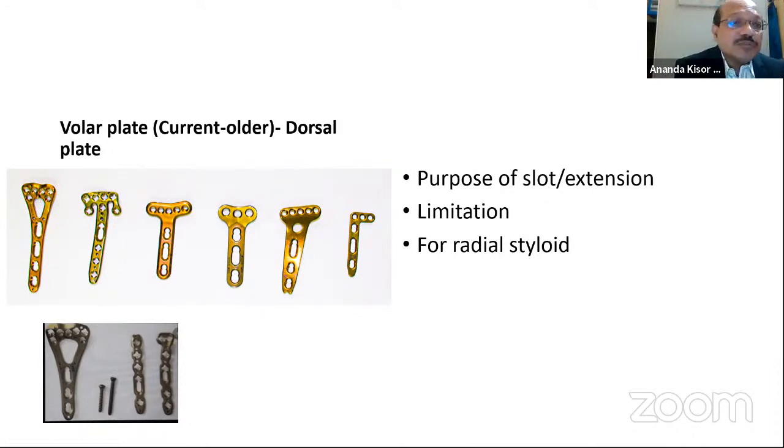Now, what is the limitation of this? The limitation is that if there is an associated radial styloid fragment, it cannot be captured by this. That is why this type of plate, see, this small elongation, can be used additionally on the dorsal aspect by raising the brachioradialis. So this is used additionally along with this plate for radial styloid process fracture.